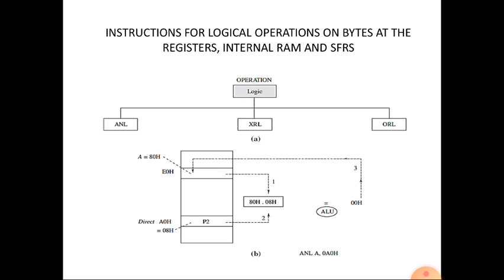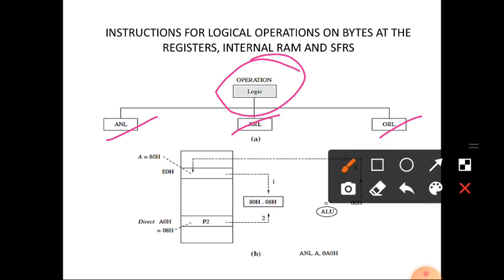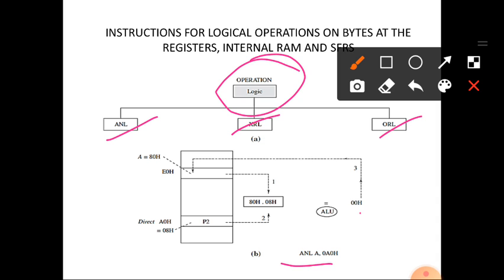There are different types of logical operations: AND, OR, XOR, etc. It performs that operation on the bits of those two registers, and after performing the operation, the result will be stored in the first operand. For example, here there are three types of logical operations: the AND, XOR and OR operations. One example is ANL A, 0A0H.